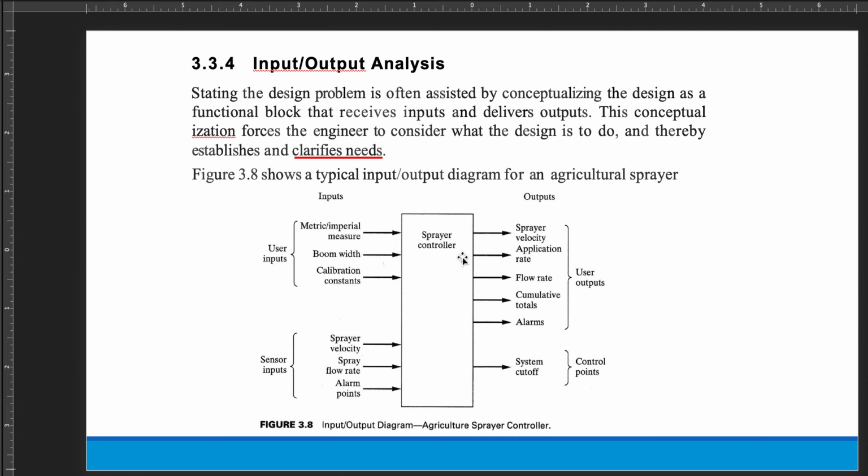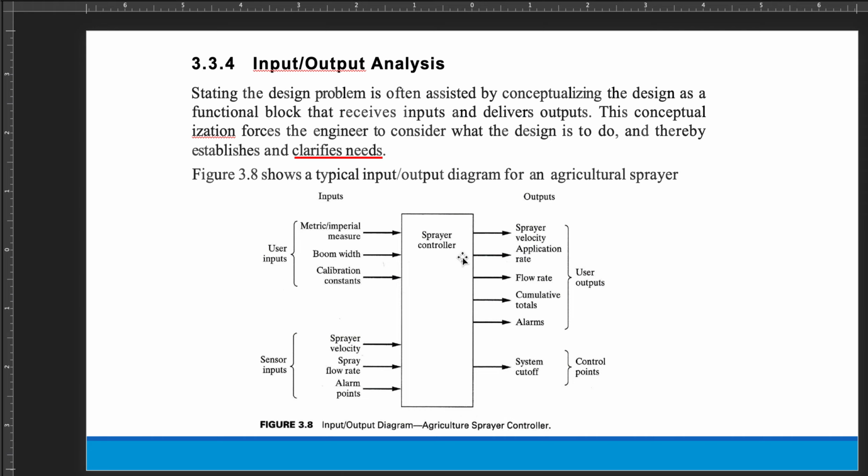This diagram is referring to the idea of conceptualization. It's called input-output analysis, and stating the design problem is also often assisted by conceptualizing the design as a functional block that receives inputs and delivers outputs. Remember Rob Sullivan and his box for a guitar tuner and his LEDs, and he drew that out. So this conceptualization forces the engineer to consider what the design is to do and thereby establishes and clarifies needs.